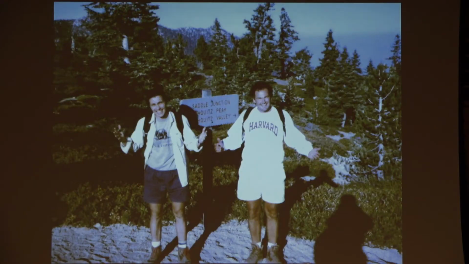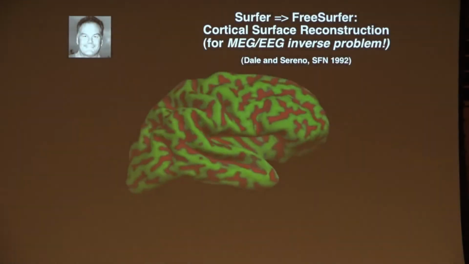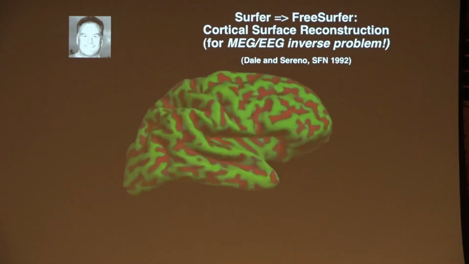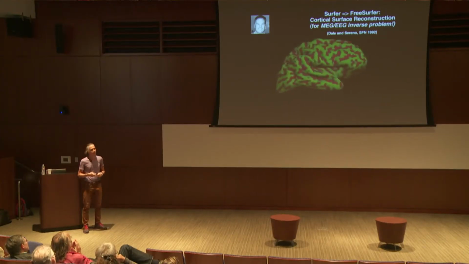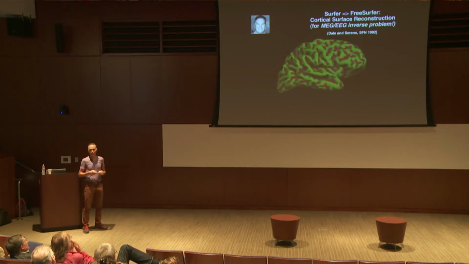I also got a very sharp graduate student, my first graduate student, Anders. And although we sometimes got lost hiking, we never got lost unfolding the brain. I knew the brain could be unfolded because I peeled it off myself. So Anders wrote the core of FreeSurfer in just a couple years in the early 90s.